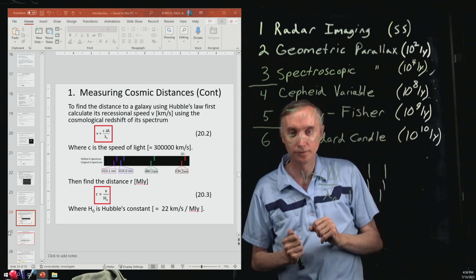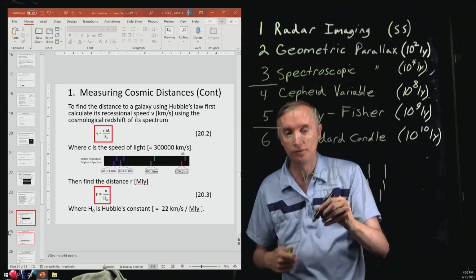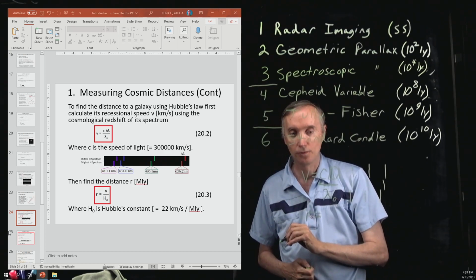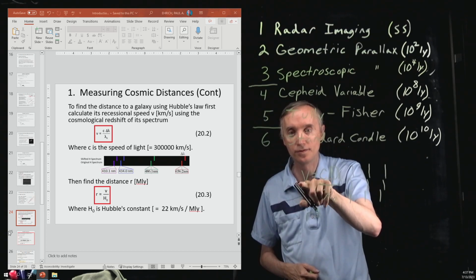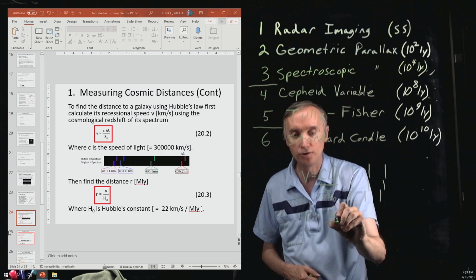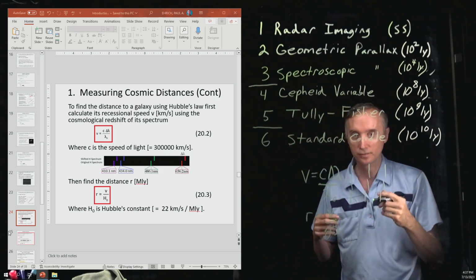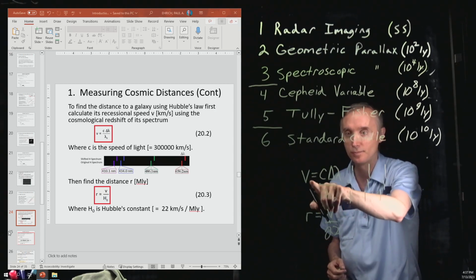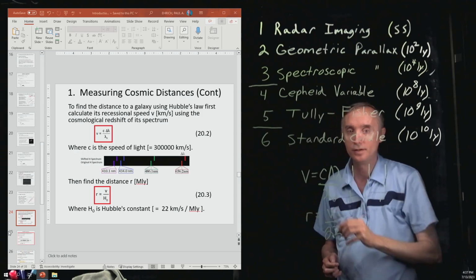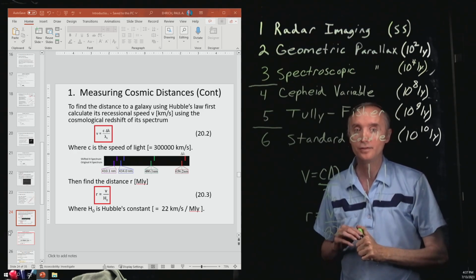Now we're halfway there, because all we've got to do is figure out the distance r to that thing. We take our speed, whatever it is, from the equation up here, and all you've got to do is divide by 22, because that's Hubble's constant. So take the speed from this equation, divide it by 22, and that's going to be the distance to that galaxy in mega light years.